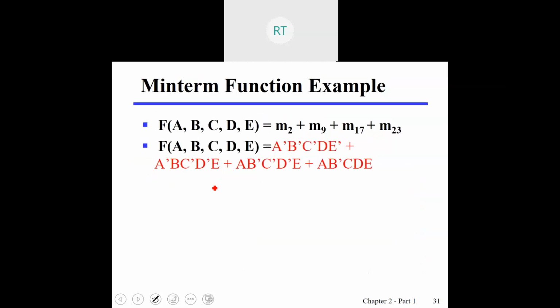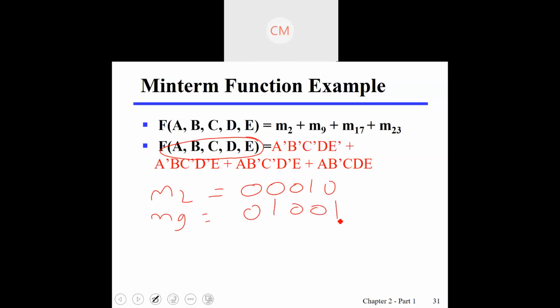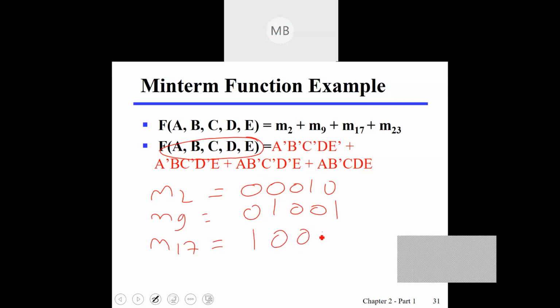Who can help, please? What is M2? 0, 1, 0. You have 5 variables, be careful. 0, 0, 0, 1, 0. Now you are right. What about M9? 0, 1, 0, 0, 1. Very good. Anybody else? M17? 1, 0, 0, 0, 1. Very good. How about M23? 1, 0, 1, 1, 1. Yes. Clear?